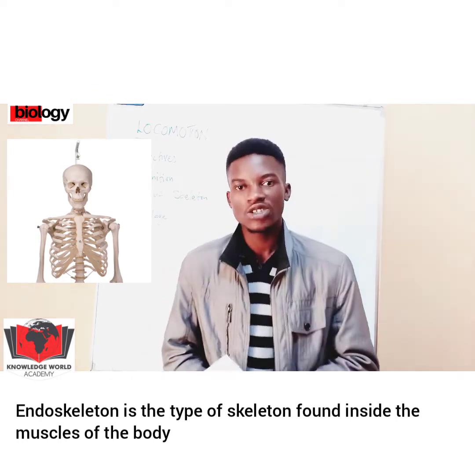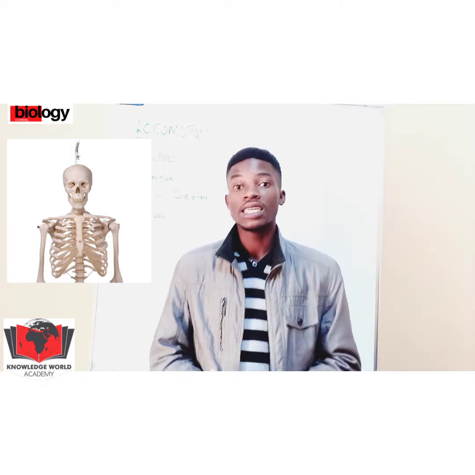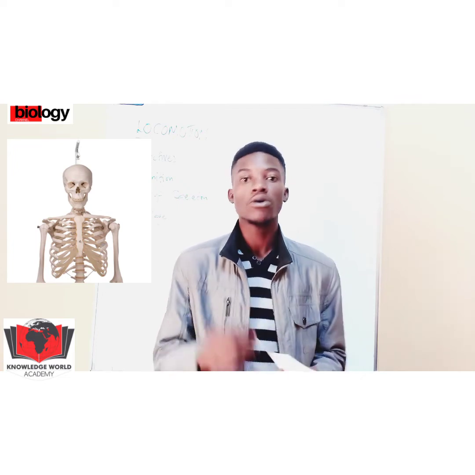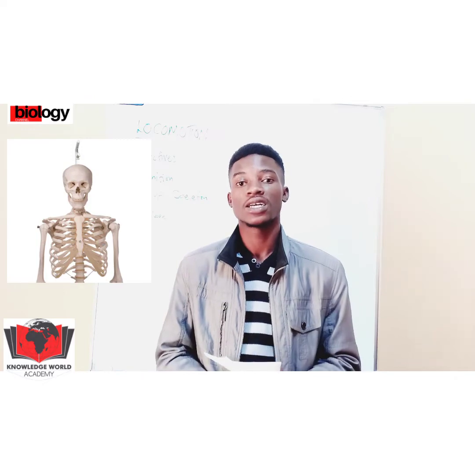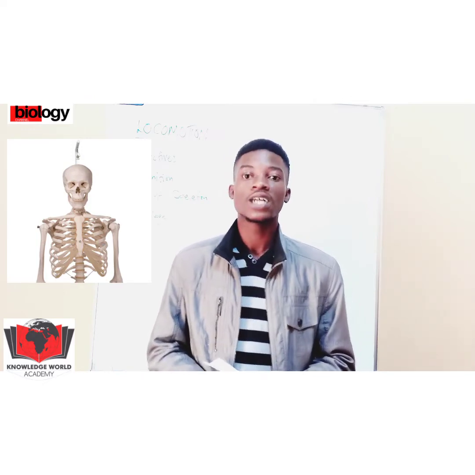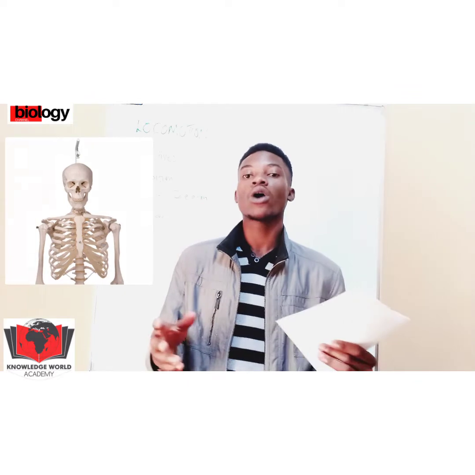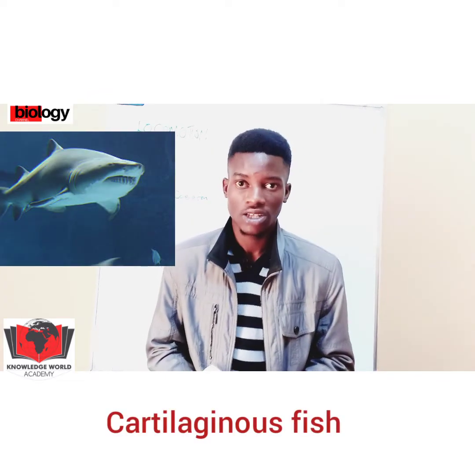Now, the endoskeleton of a vertebrate fetus is largely made up of cartilage, while the endoskeleton of an adult is made up of bones and small amounts of cartilage in areas where there is need for flexibility. Now, what you're supposed to know is that there are some organisms whose entire endoskeleton is made up of cartilage. An example of such organisms or vertebrates are cartilaginous fish, like the shark. So there are some organisms like the cartilaginous fish whose entire skeleton is largely or entirely made up of cartilage.